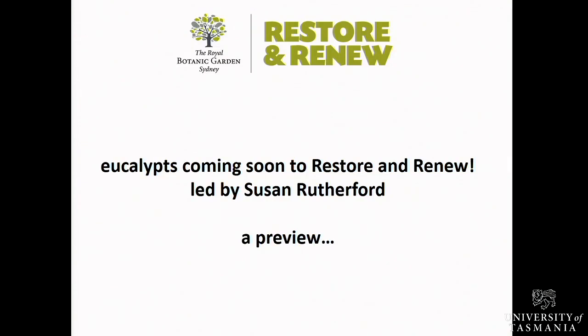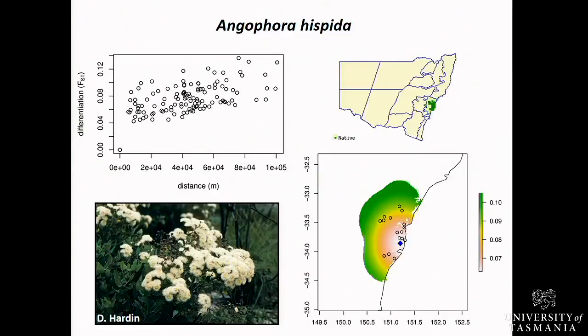So this seems like a good place to mention that eucalypts are also coming to the Restore and Renew website, and the work on eucalypts is being led here by Susan Rutherford, and there's, I think, like 15 species being collected currently. The first couple that have come through complete collections and data analysis are a couple that are mainly found in the Sydney region. They're Angophora hispida and Corymbia eximia.